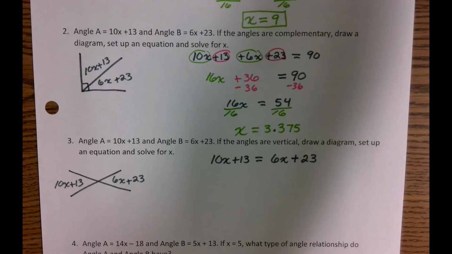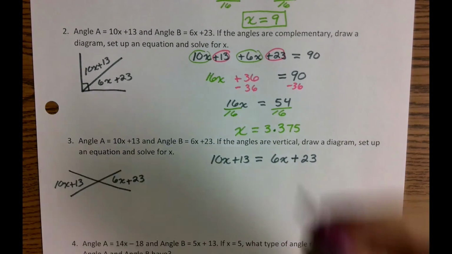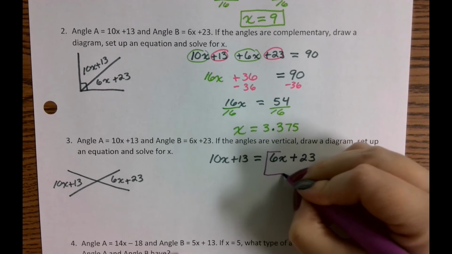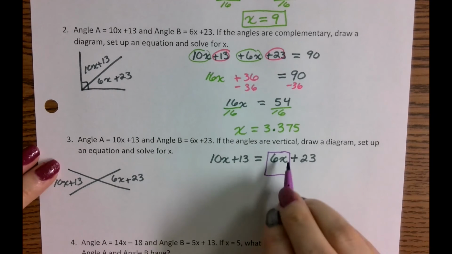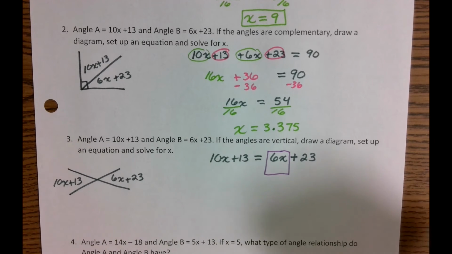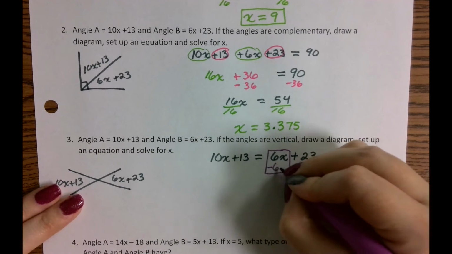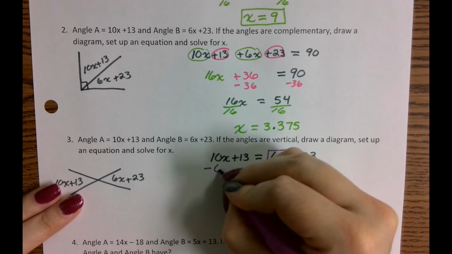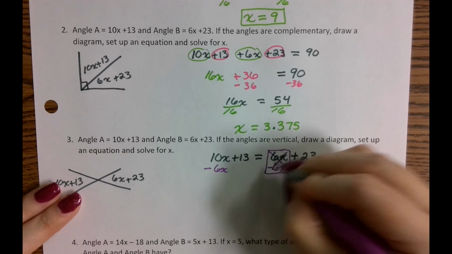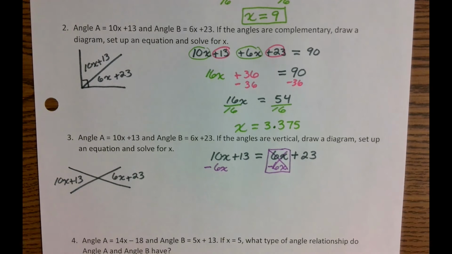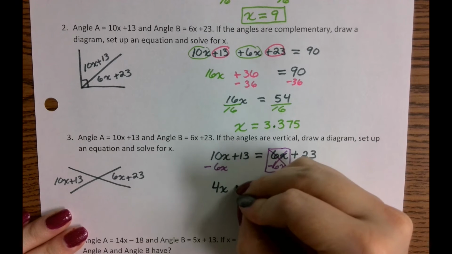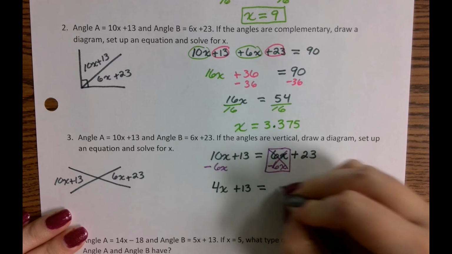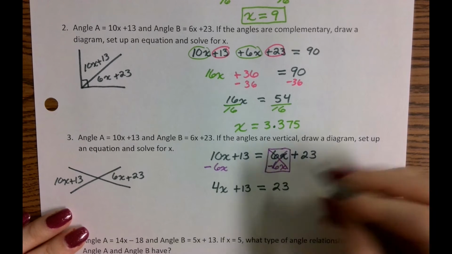Very good. So you're going to subtract the smallest of your variables from both sides. Or you might add the smallest of the variables, depending on what it is. If it was a negative, you would add it. But since it's a positive, we're going to subtract it. We're going to remove the smallest of the two variables from both sides. Okay, 10x minus the 6x is going to leave us with 4x. So we now have 4x plus 13 is equal to a positive 23.